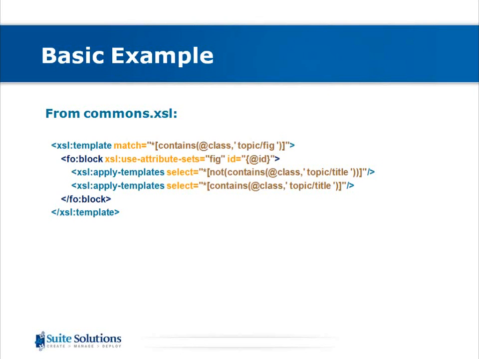i.e. it matches any figure. And then within that, we first apply templates, i.e. we process any node for which it is not the case that its class attribute contains the string topic title, i.e. any non-title elements, whether that be an image or a list or a paragraph or a table, whatever else is included in that figure. And then finally, we process any node for which it is the case that its class attribute contains topic/title.